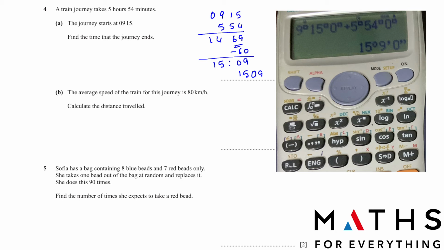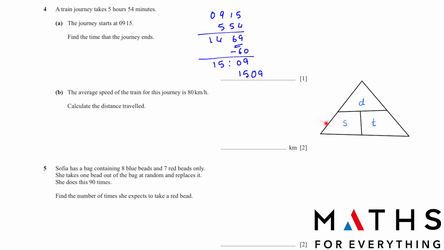Next we have the average speed of the train for this journey is 80 km per hour. Calculate the distance traveled. We use this pyramid. We want to find the distance, so distance is equal to speed multiplied by time. Speed is 80 kilometers per hour. Time is 5 hours 54 minutes. We have 5 hours and 54 minutes.